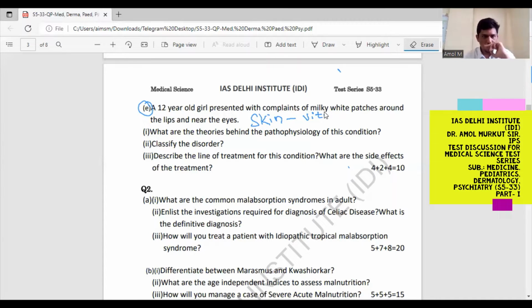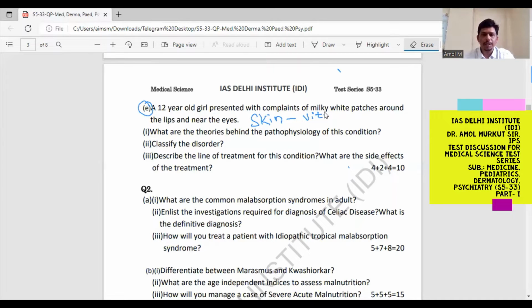Then classify the disorder. How will you classify the disorder? Segmental vitiligo, generalized vitiligo, or vitiligo vulgaris. Then vitiligo generalized, which we call vitiligo vulgaris, has subtypes such as acrofacial, lip-tip vitiligo. So in that format, you have to classify the disorder.